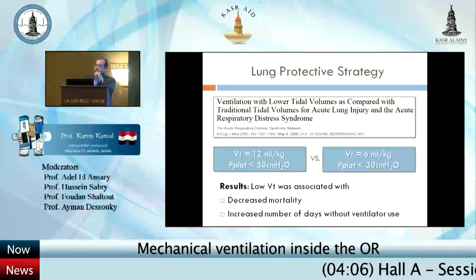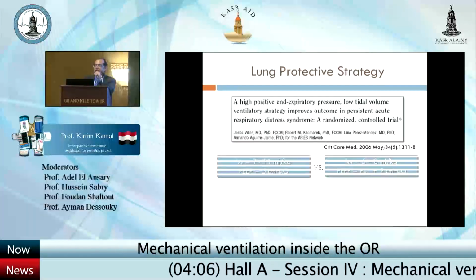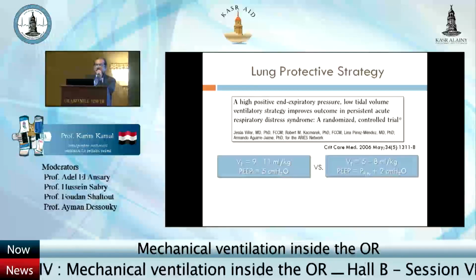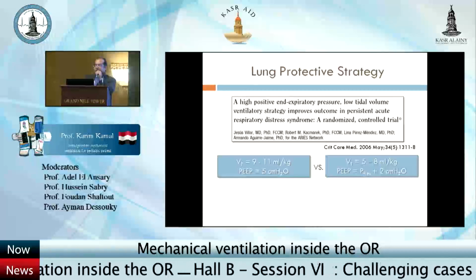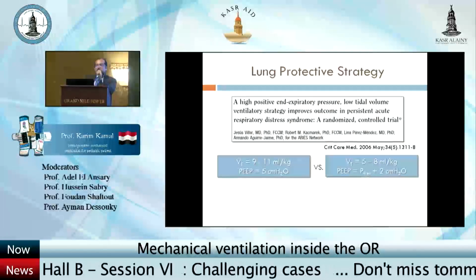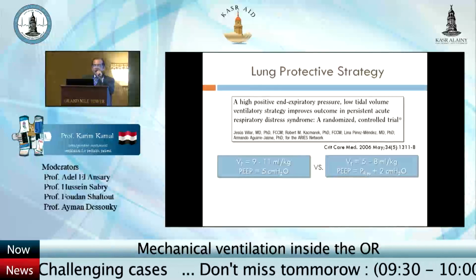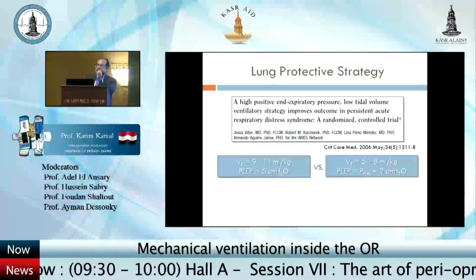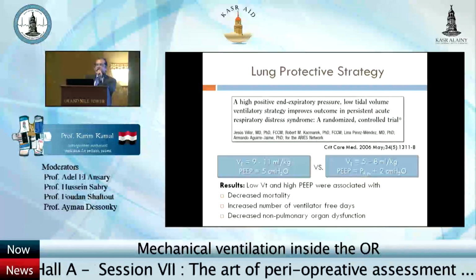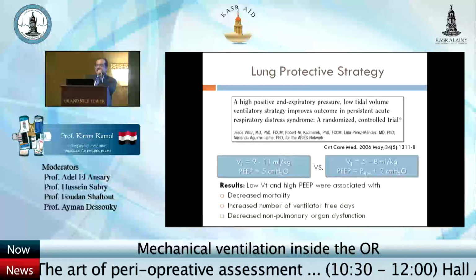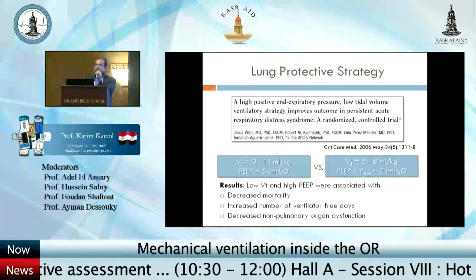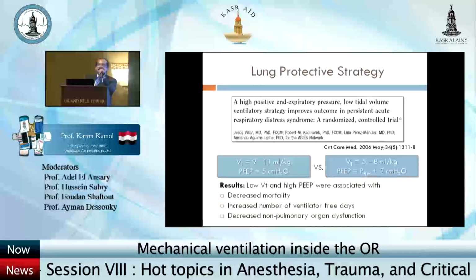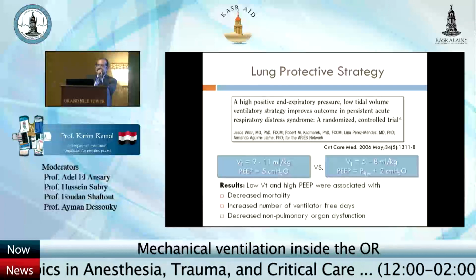days without ventilator use. Another very important trial was the one performed by Villar in 2006. They used a tidal volume of 9 to 11 milliliter per kg with a PEEP of 5 centimeter water in one group, and in the other group a tidal volume of 5 to 8 milliliter per kg and a PEEP of P-flex plus 2 centimeter water. And again, the low tidal volume, high PEEP group was associated with decreased mortality, increased number of ventilator-free days, decreased non-pulmonary organ dysfunction. All of this is in ARDS patients and acute lung injury patients.